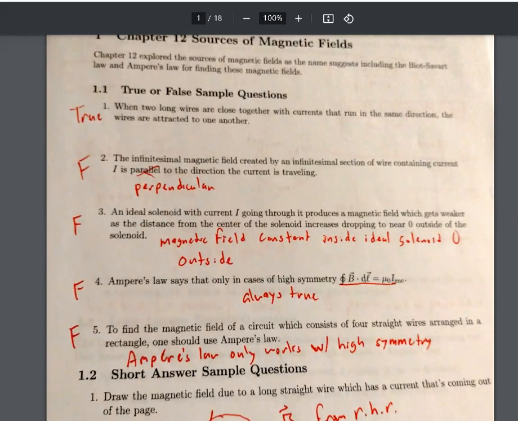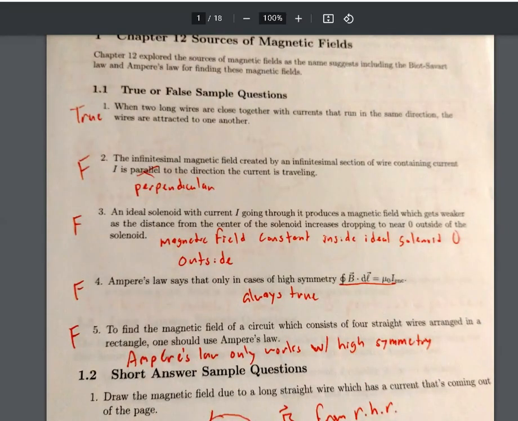So when two wires are close together with currents that run in the same direction, they're attracted to each other. That's true. And if they run in opposite directions, then they repel one another. The infinitesimal magnetic field created by an infinitesimal section of wire containing a current I is perpendicular to the direction that the current is traveling.